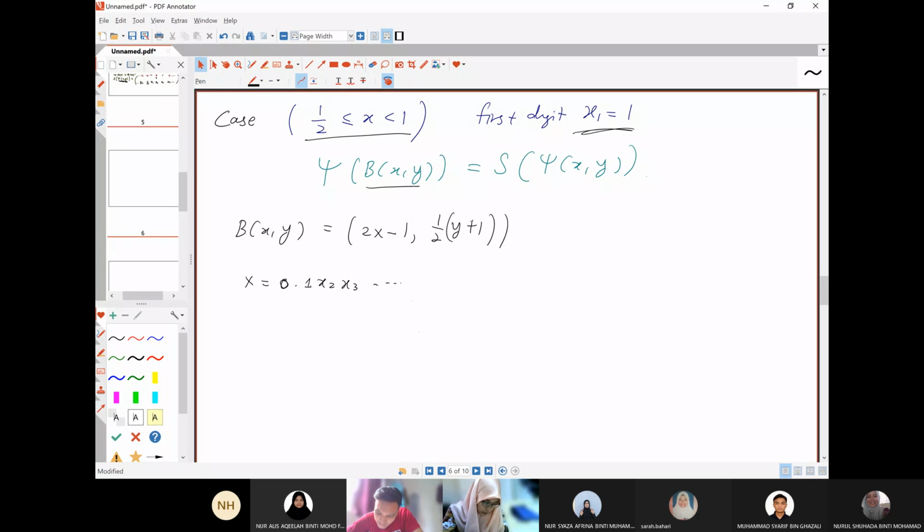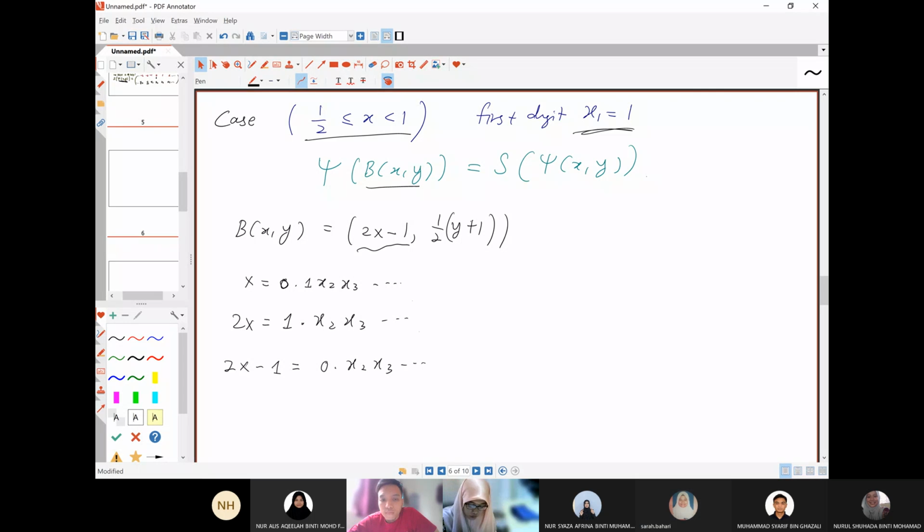Okay, so now kita apply 2x. Sebab kita nak guna yang ni. So 2x macam mana dapat berapa? Kita pindah perpuluhan, betul? So kita akan dapat 1.x2, x3 and so on. Okay, now we subtract with 1. 2x minus 1. So you will have 0.x2, x3 and so on. Is that okay?